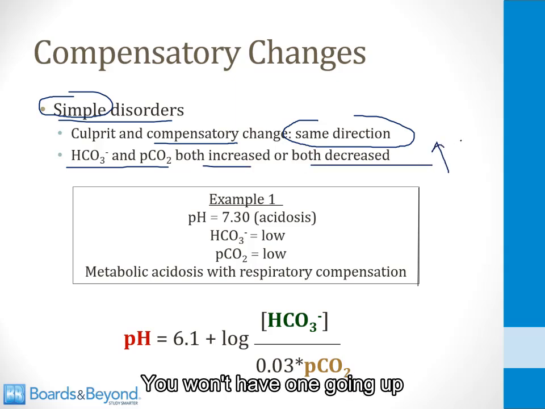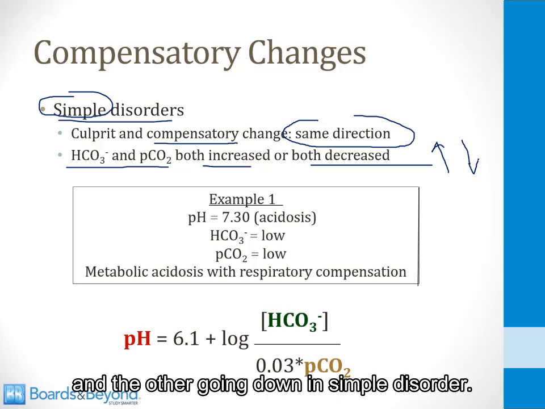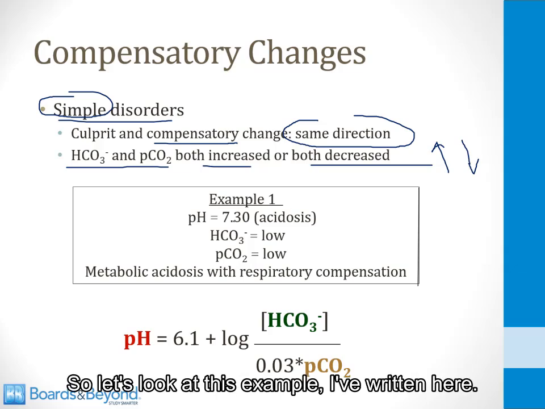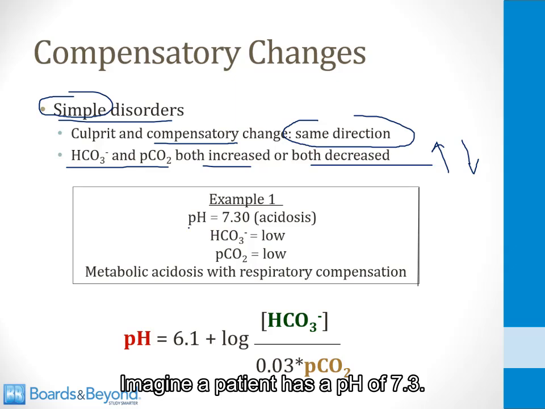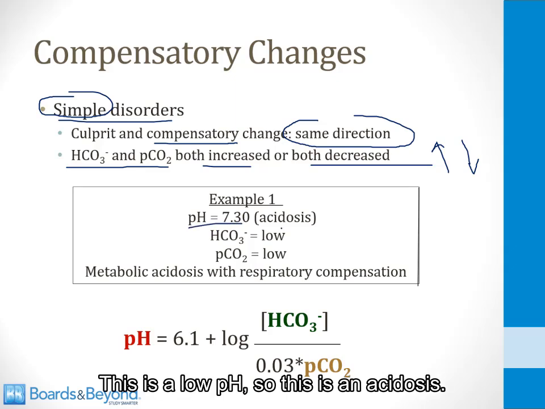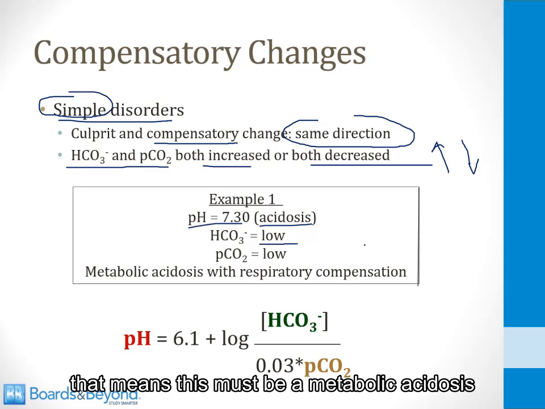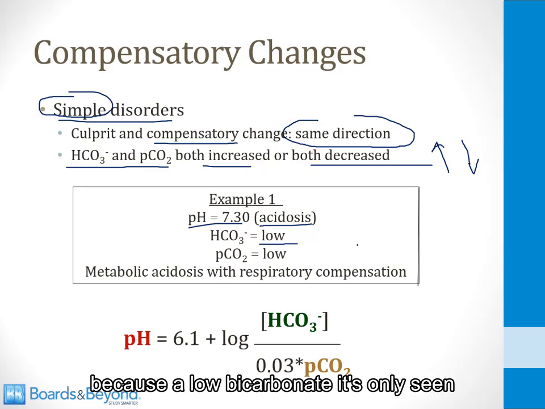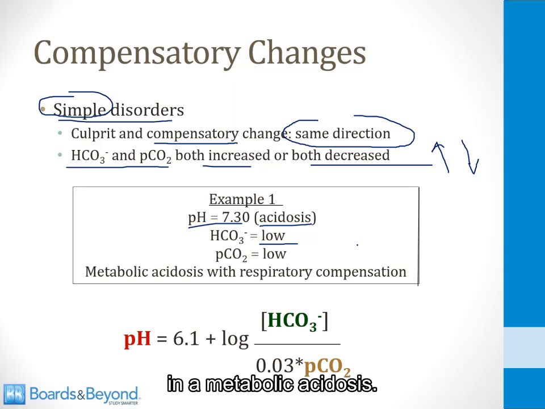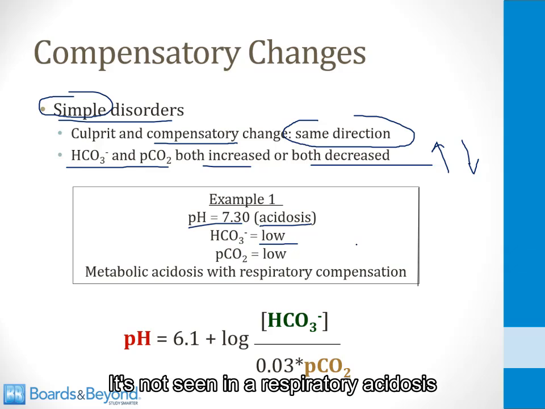You won't have one going up and the other going down in a simple disorder. So let's look at this example I've written here. Imagine a patient has a pH of 7.3. This is a low pH, so this is an acidosis. The bicarbonate level is low. That means this must be a metabolic acidosis because a low bicarbonate is only seen in a metabolic acidosis. It's not seen in a respiratory acidosis.